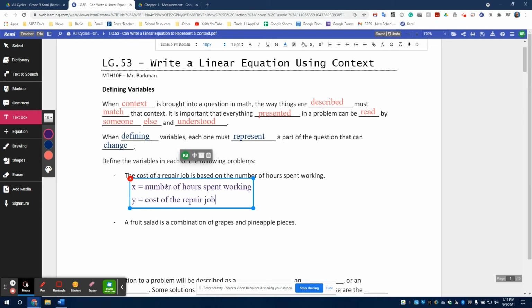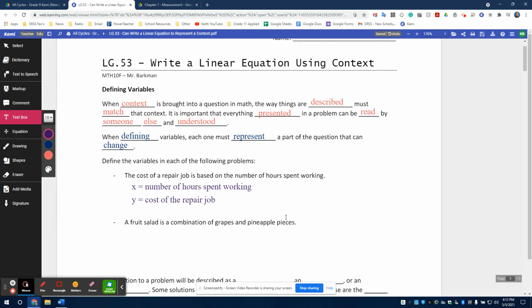We don't know what the cost is. It's based on the number of hours, but we don't know the number of hours. A small job is going to have a smaller cost. A big job is going to have a big cost. So that's how we represent our variables. In this case, X represents the number of hours spent working. Once we know how many hours, we plug that in for X, and that will then give us the Y value based on the equation that we come up with.